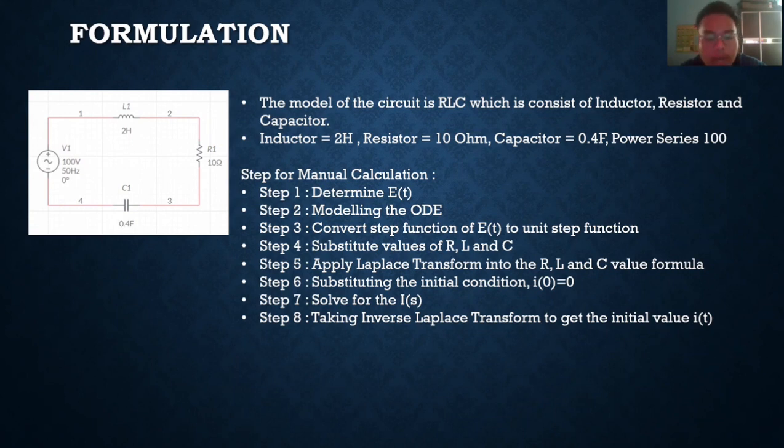Then step 5, apply the Laplace transform to the R, L, and C value formulas, which means for the inductor, resistor, and capacitor. For step 6, substituting the initial condition I(0) for time 0 seconds. For step 7, we then solve for I(s). And lastly, step 8 is taking the inverse Laplace transform to get the final value for I(t). So that's all from me.